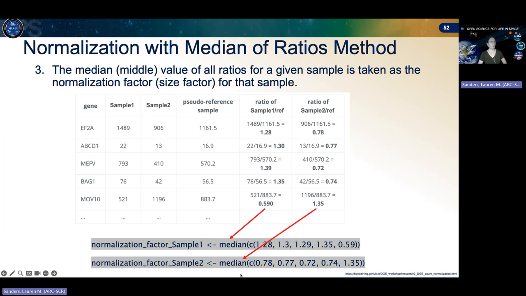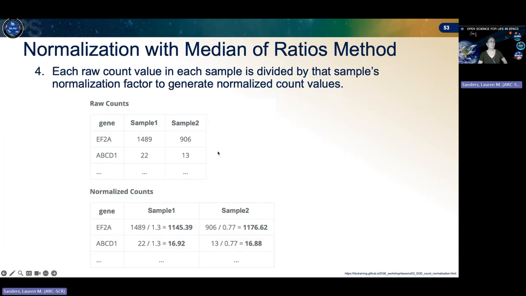We then take the median value of all the ratios for a given sample, and that's used as the normalization factor or the size factor for that sample. So each sample gets its own normalization factor. And then each raw count value is divided by that sample's normalization factor in order to generate the normalized count values.